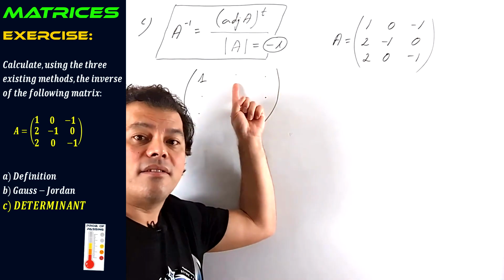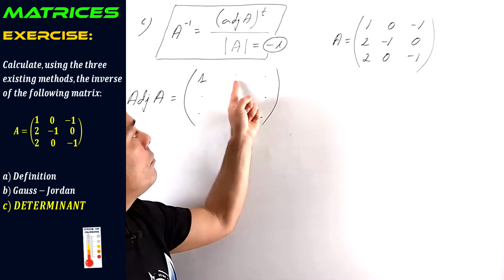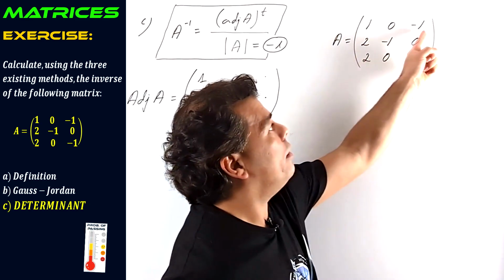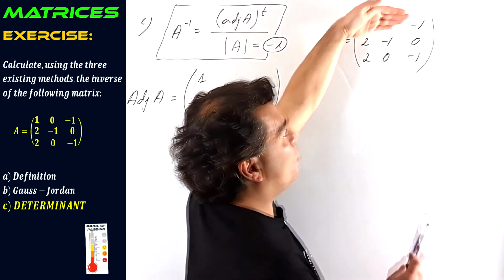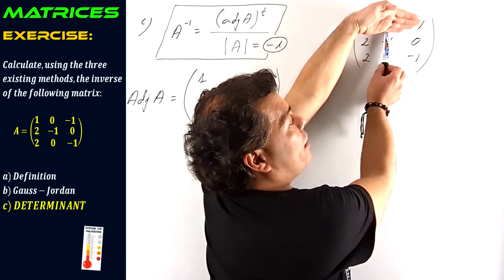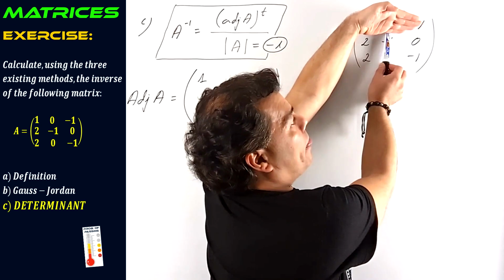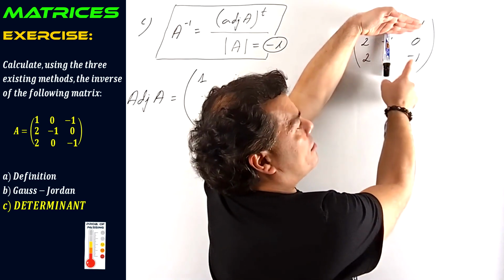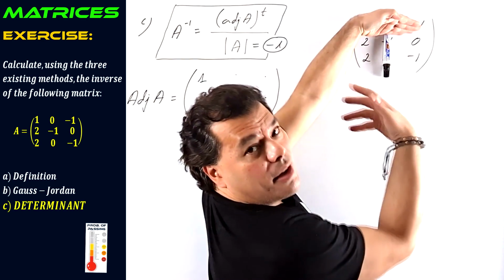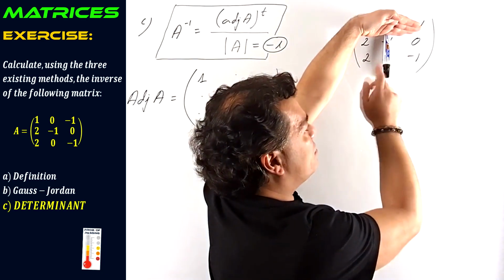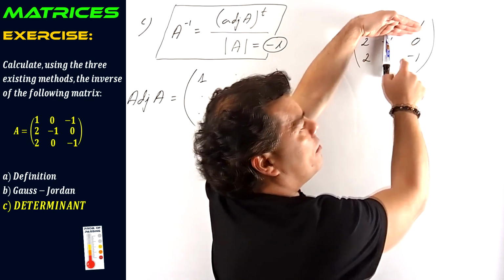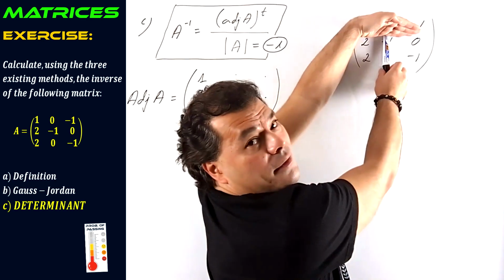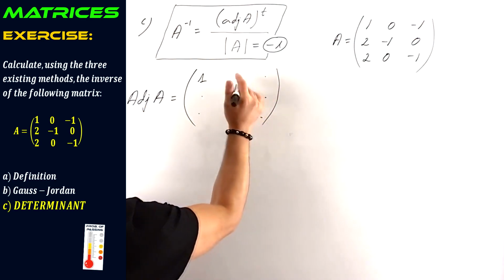Let's calculate the second position. Row 1, column 2. So let's remove row 1 and column 2. Can you see the remaining positions? Let's calculate the determinant. 2 times -1 is -2, minus 2 times 0 is 0. The result is -2.